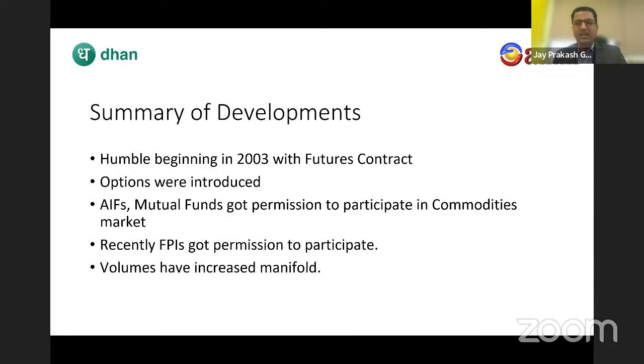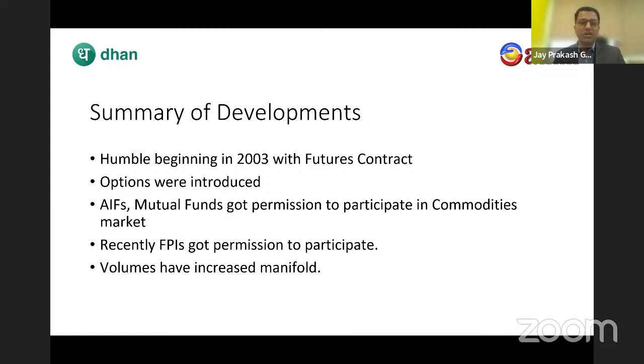So I'll share a summary of developments which have happened over the years. It all started in India with a humble beginning in 2003, when national level exchanges were recognized and established, and it all started with a futures contract. When the futures contract was introduced, the contract size was big and there was only one product available, so the depth was lacking. Retail participants were not keen on coming in. The people who understood commodities deeply just entered the contract, and the market size was smaller at that point of time.